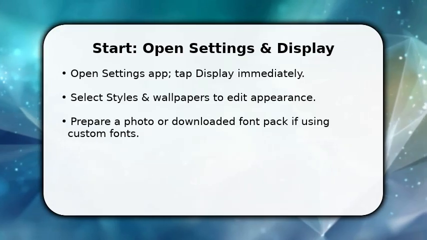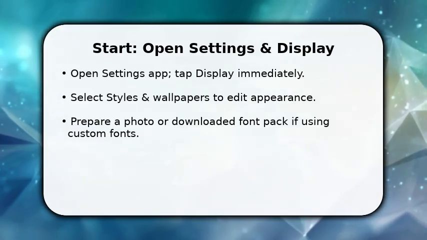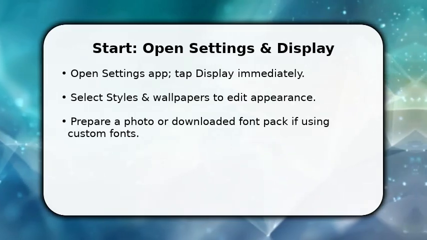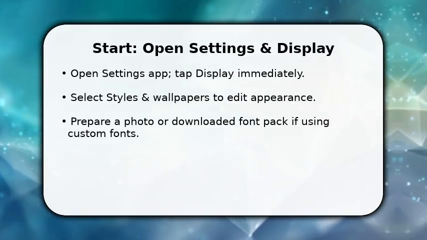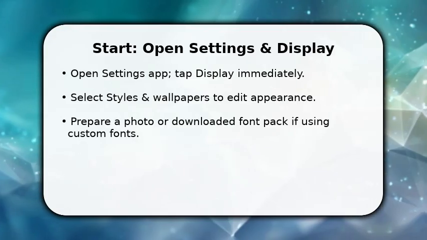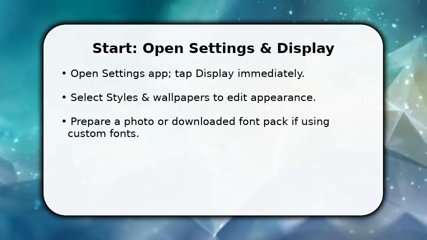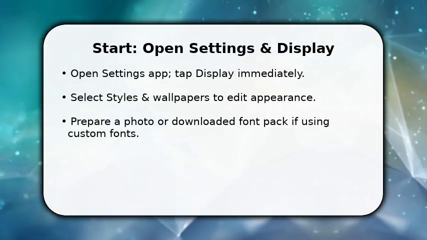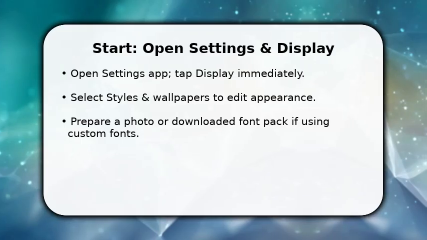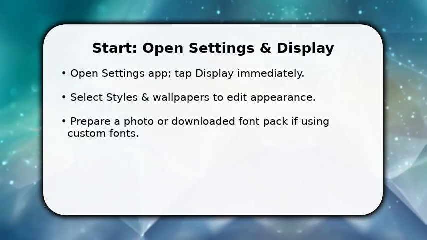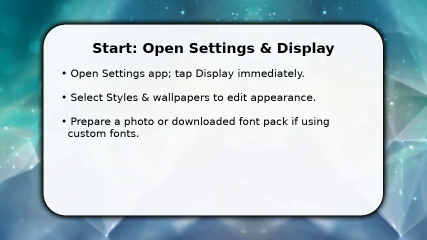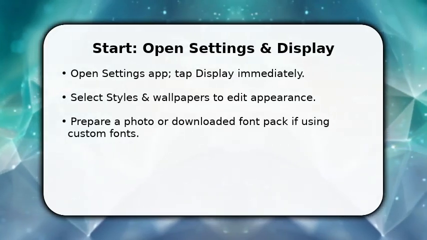Enjoy the video. You're starting in Settings because font changes apply system-wide. Tap Display, then Styles and Wallpapers to reach text options. This is faster than digging through menus. Once there, choose Fonts to see built-in options and any imported packs. Make sure you have a downloaded font file if you plan a custom install, because you'll import it next. While you're here, note font size and display scaling controls so you can adjust legibility after switching fonts.